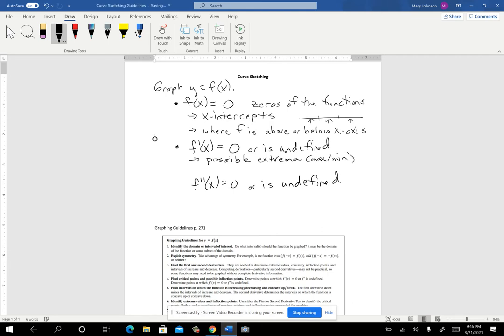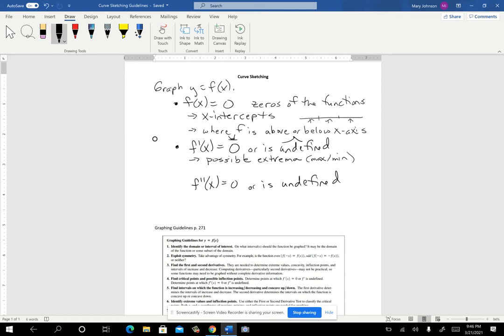So for instance, where the derivative is equal to 0 would be where you have a horizontal tangent line, so the slope would be 0. And the undefined can be a max or a min because you might have a cusp or something at that spot. So the first derivative wouldn't exist, but you'd still have a maximum value there.